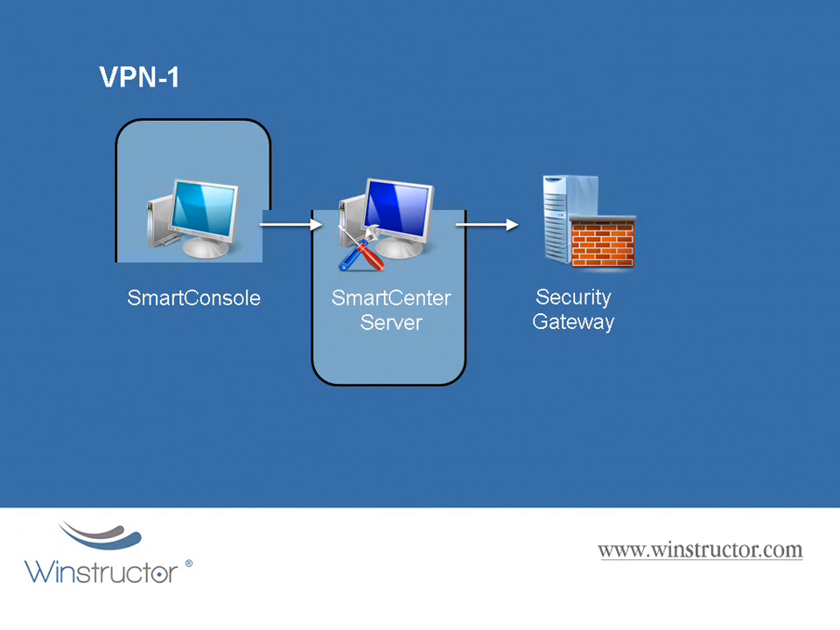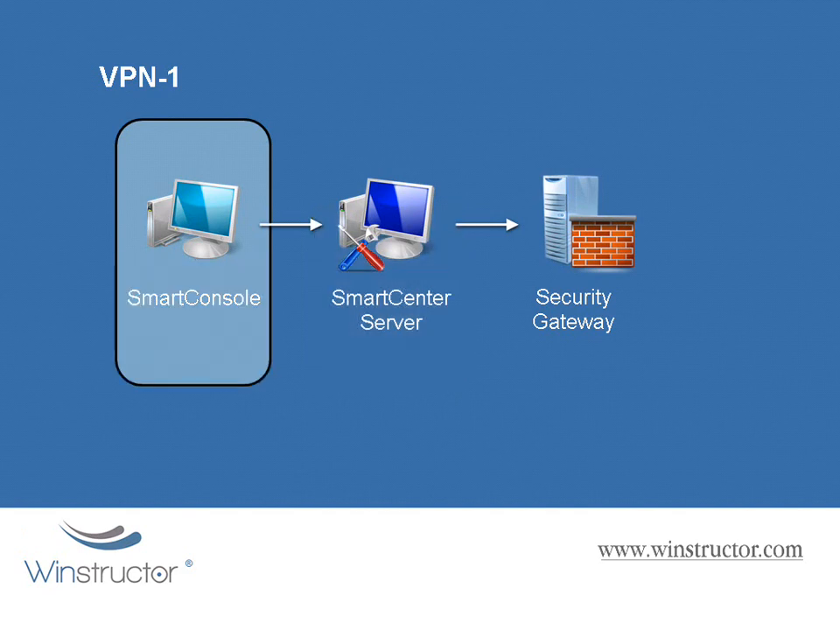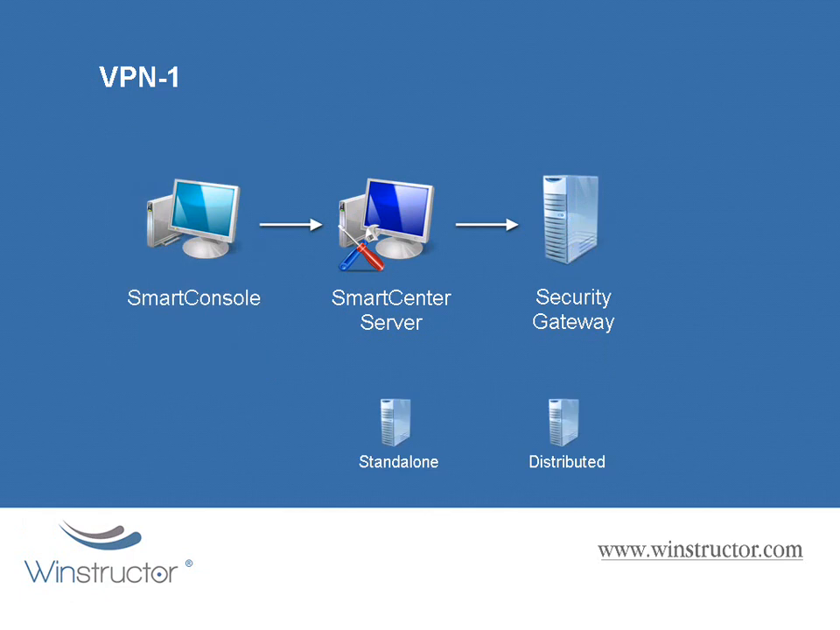Now, this is the server where you'll be configuring VPN-1, and the settings that you define here will be pushed out to your security gateways so that they can enforce the rules that you've defined. Now, the final component is the SmartConsole, and this includes various GUI applications such as SmartDashboard, SmartPortal, and SmartView Tracker and Monitor, and we're going to talk about these things over the course of these videos. Now, when we come to install these various components, you will have a choice of performing either a standalone or a distributed installation.